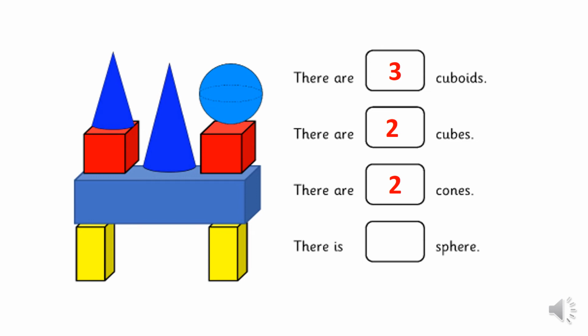Let's count the last shape. We need to find spheres now. How many spheres can you spot? Just the 1.